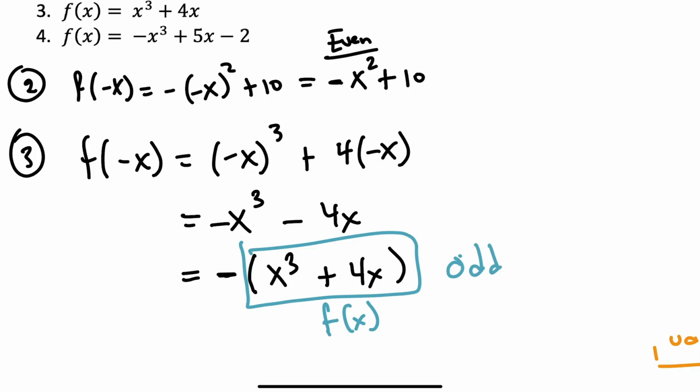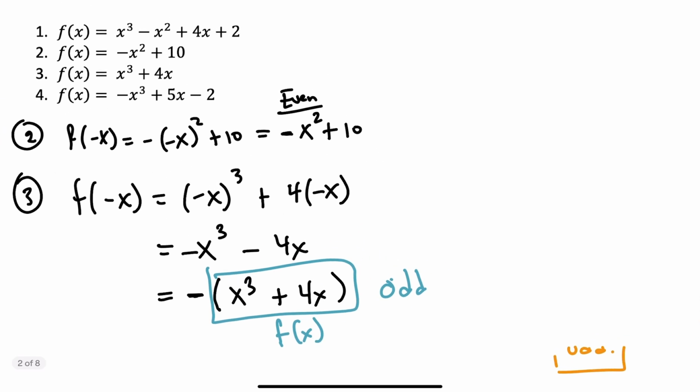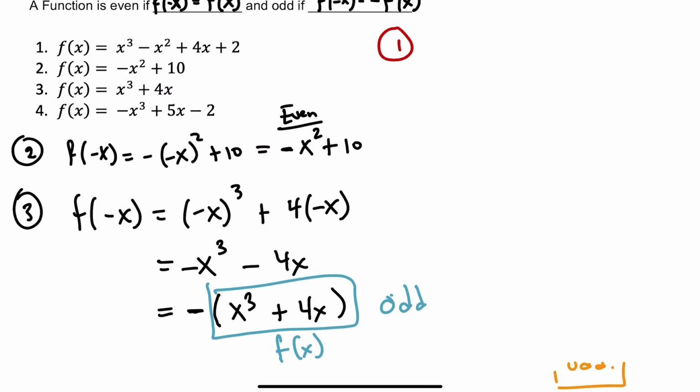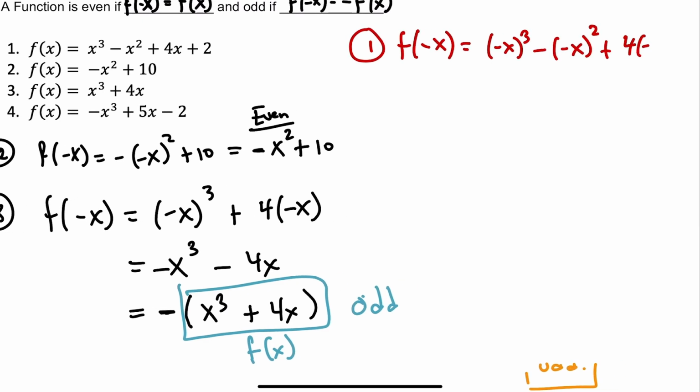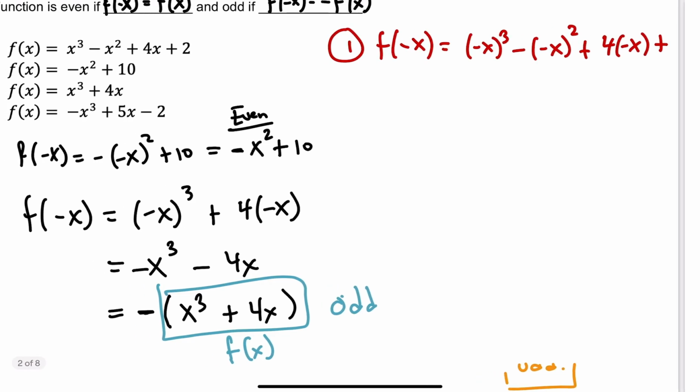So there. And that's the same approach you do to any of these types of problems if you're trying to figure out if a function is odd or even. And now I'm going to show you one that is neither odd nor even so that you could see that you still have to go through this process. So that's going to be number 1. So I'm going to go up here and just do number 1. So that's going to be f of, again, always plug in a negative. That's negative x cubed minus negative x squared plus 4 times negative x plus 2.